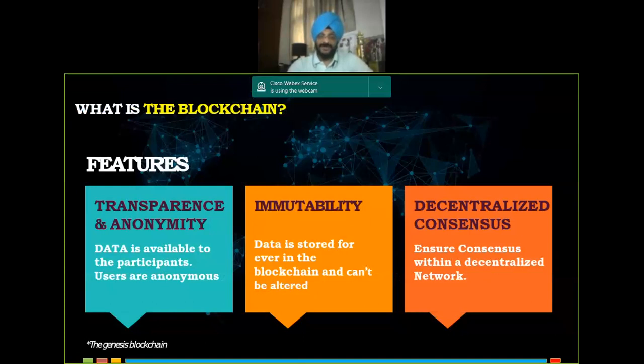So it gives you transparency and anonymity, and data is available to all participants. Like I told you, if you have a node which you have created, then starting from the Genesis block to the latest block, you have the complete data available. And the users are anonymous in this. Then you have the immutability. Data is stored forever in the blockchain and cannot be altered. So whatever the data is there, it's going to be there. And it's the decentralized consensus, so it ensures consensus within a decentralized network.